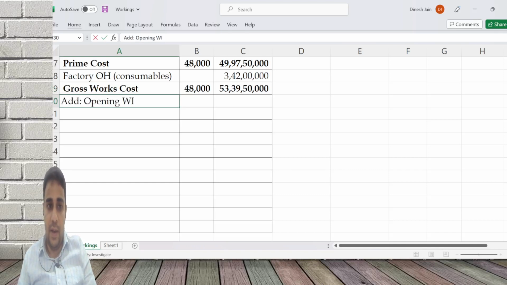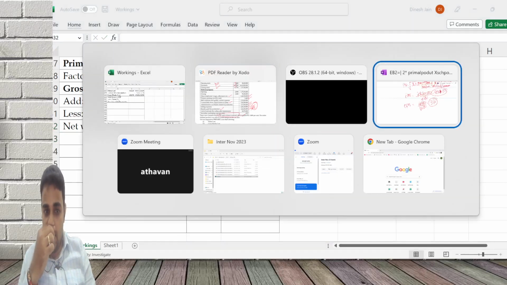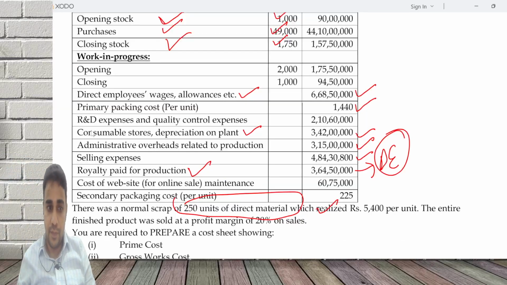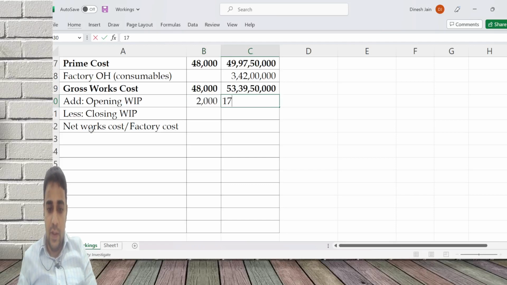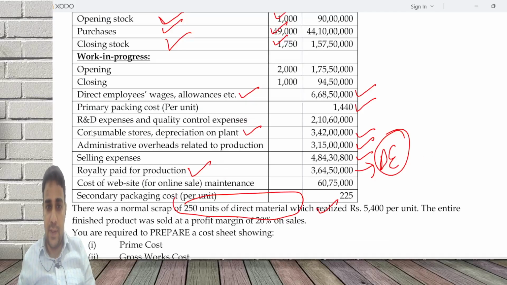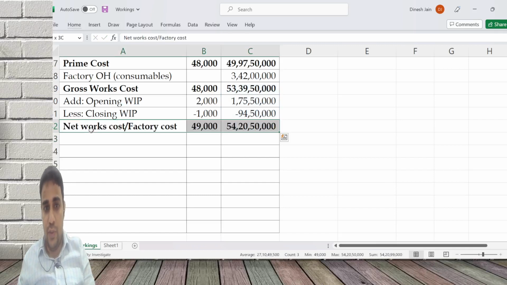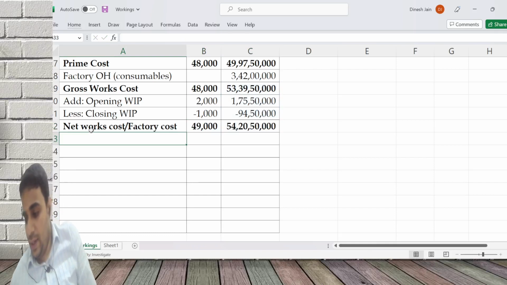Add opening WIP, less closing WIP, to get net works cost, otherwise called factory cost. Opening WIP is 2,000 units, 1 crore 75 lakh 50,000. You'll understand the importance of units in 2 minutes. Minus closing WIP 1,000 units, 94 lakh 50,000. That gives 49,000 units and 54 crore 20 lakh 50,000.